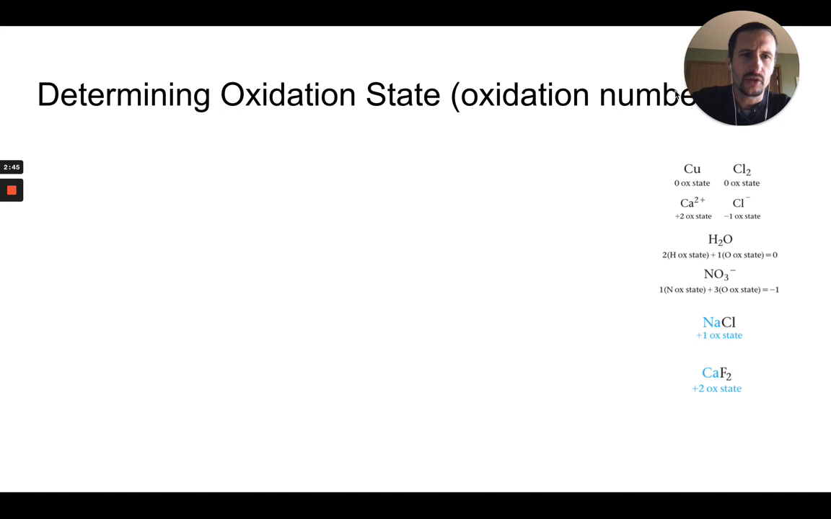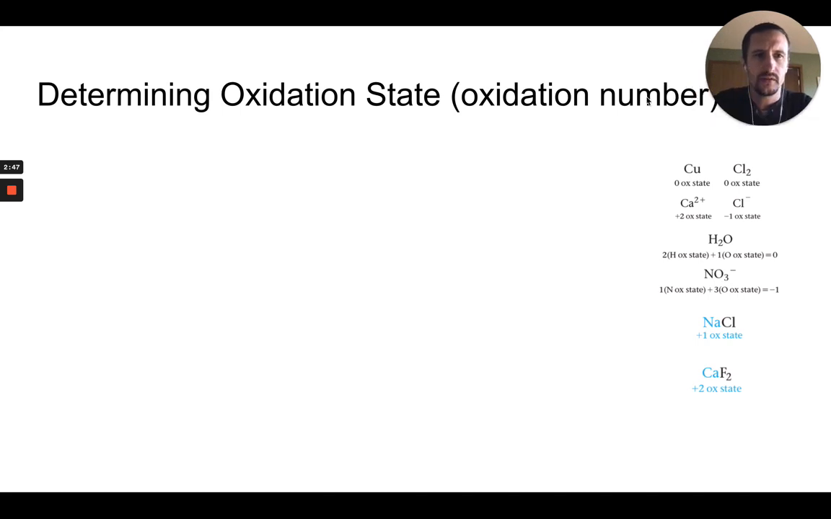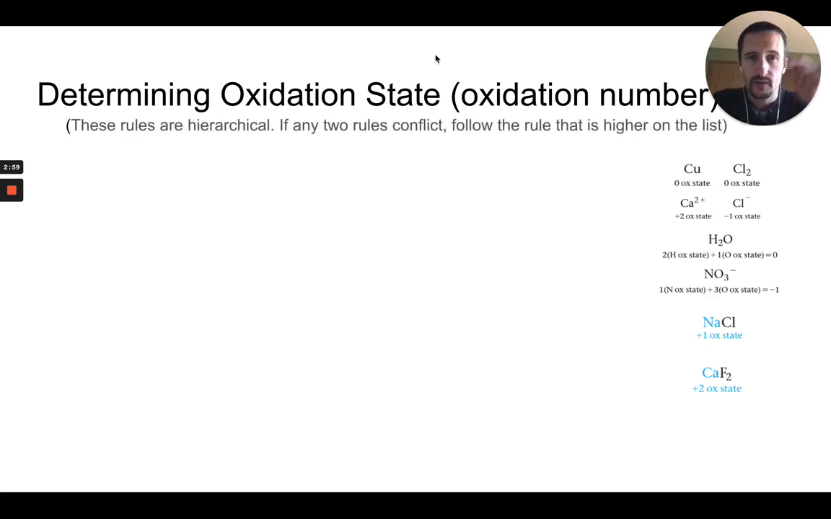So how do we determine oxidation states? Oxidation state is sometimes referred to as oxidation number. We're going to go through a set of rules. You will want to write these rules down, and you probably want to commit them to memory. These rules are hierarchical. In other words, if you have two rules that conflict with each other, the rule that's higher on the list takes precedence. That's the one that you follow.